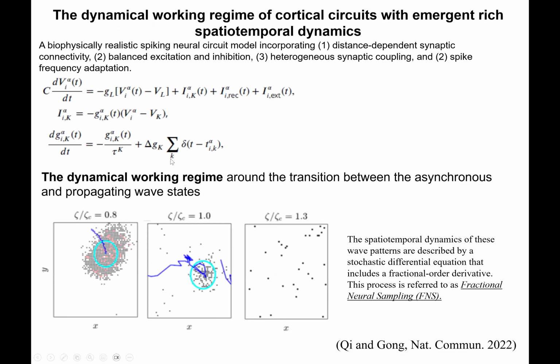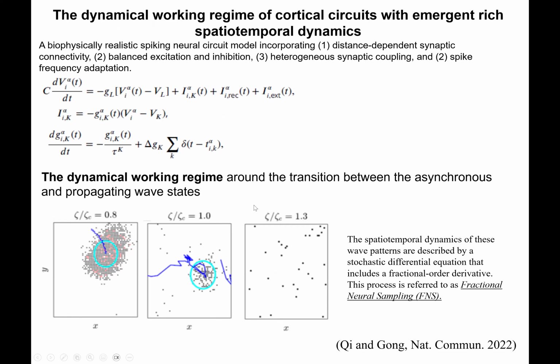To illustrate our theory, first we'll focus on a biologically realistic neural circuit, and then we'll focus on the mathematical theory. Here we have a biophysically realistic model, an integrate-and-fire spiking neural model with excitatory and inhibitory neurons. Then we have distance-dependent coupling as found in the real brain. And we have balanced excitation and inhibition, as I mentioned in my first slide. We also considered heterogeneous synaptic coupling weights. Another element in our model is spike frequency adaptation, as found in the real brain.